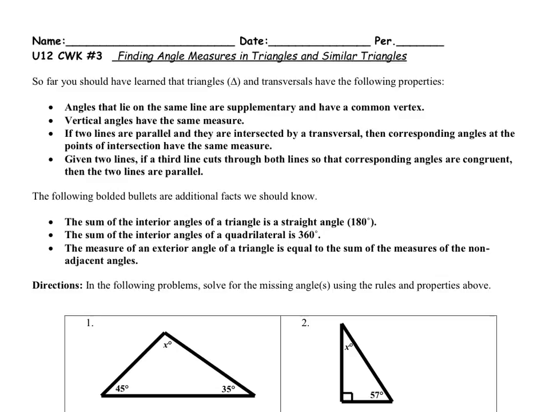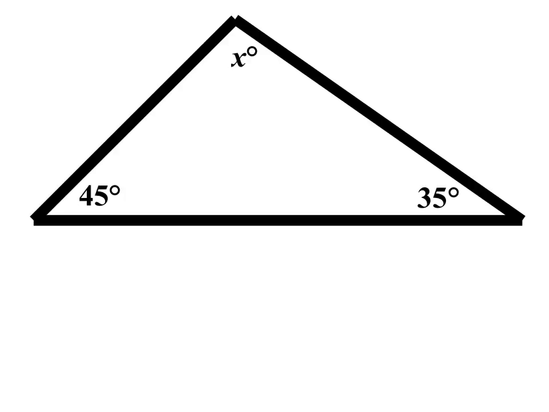The sum of the interior angles of a triangle is a straight angle, meaning they add up to 180 degrees. The sum of the interior angles of a quadrilateral is 360 degrees. And finally, the measure of an exterior angle of a triangle is equal to the sum of the measures of the two non-adjacent angles. We'll talk about that in a moment. For now, though, we need to solve for the missing angle in this triangle.